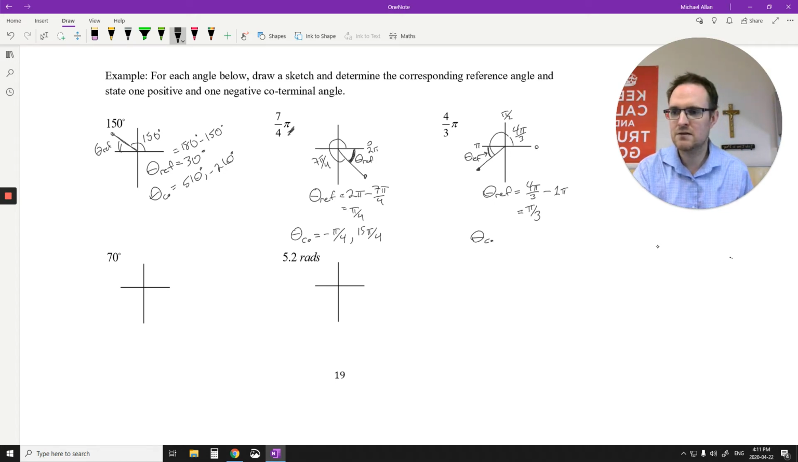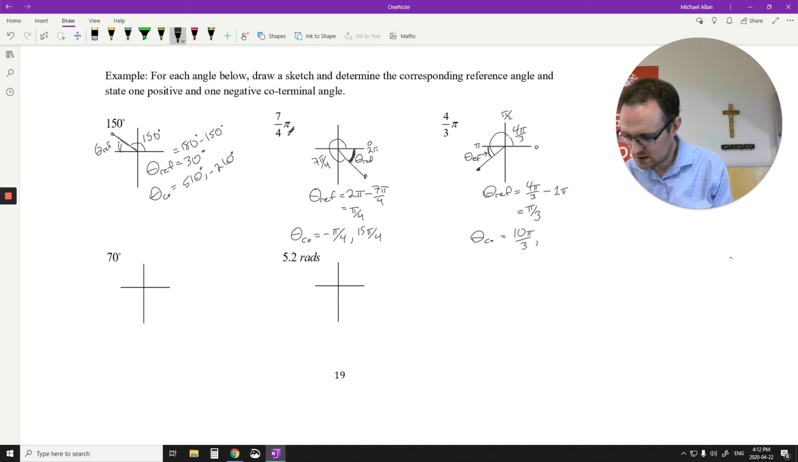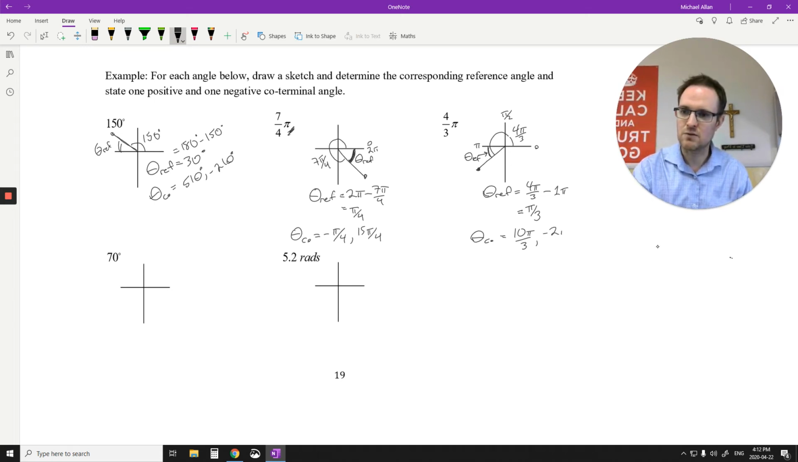Coterminal angles, I'm going to subtract and add 2 pi to each one of these. So if I add 2 pi, I get 10 pi over 3. 10 pi, that sounds cool. And if I subtract 2 pi, I get negative 2 pi over 3. Cool.